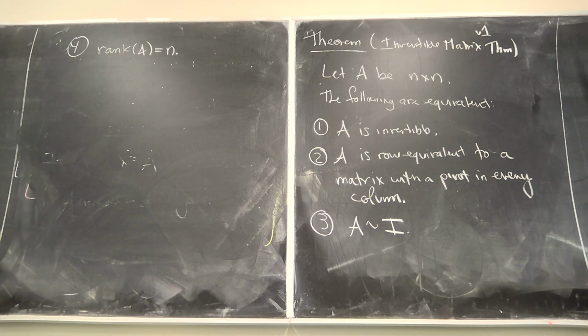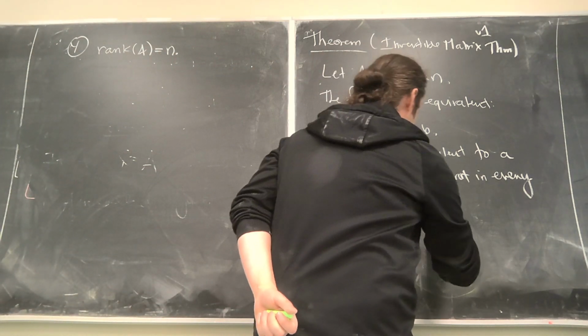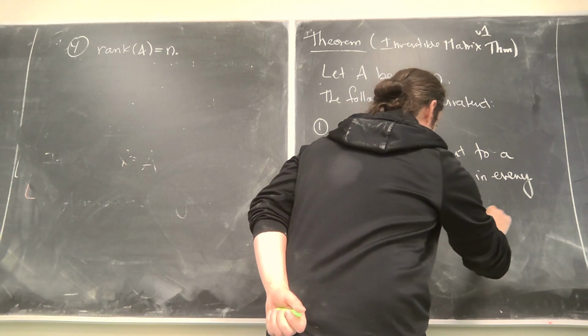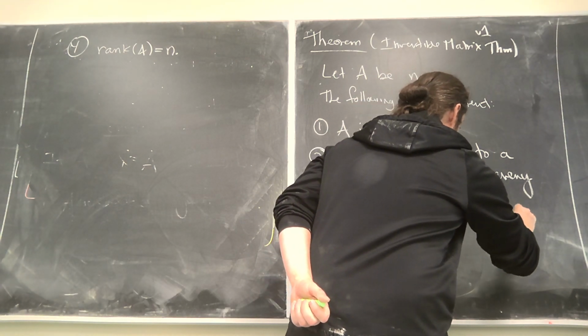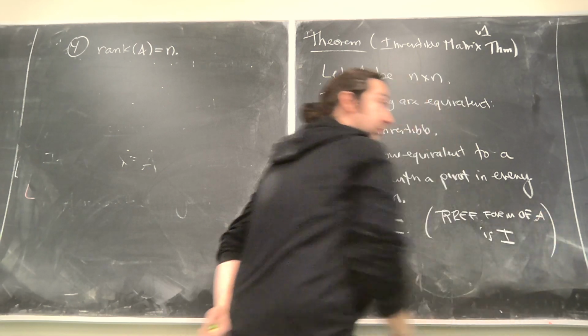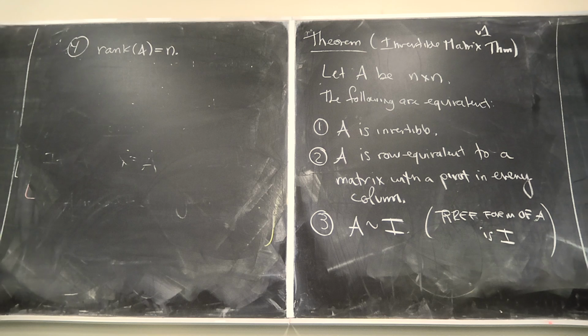For this one, is that saying that A can be this one? It means that the RREF form of A is I. It reduces all the way down to the identity matrix.